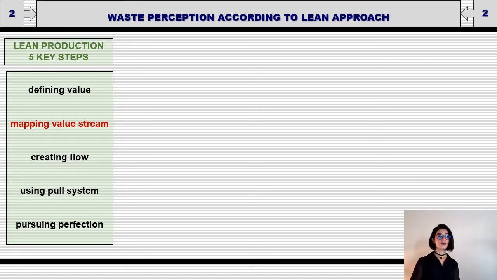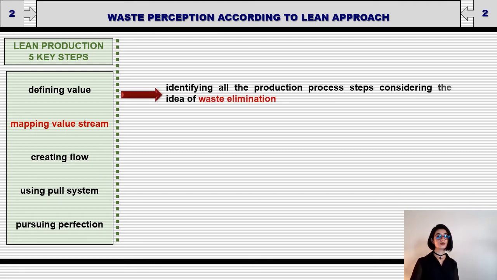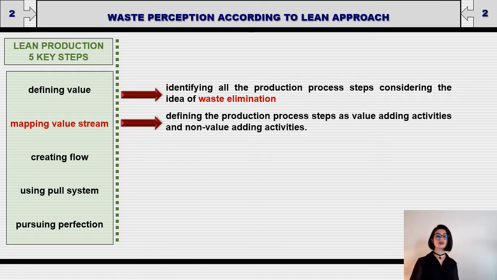The second step of the lean production key steps is mapping value stream. This is a very important step because in this step we should identify all the production process steps considering the idea of waste elimination. Also, all the production process steps should be defined as value-adding activities and non-value-adding activities. At that point, the word value should be clarified.